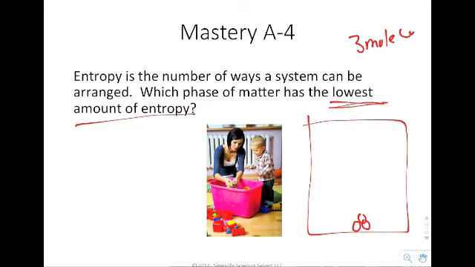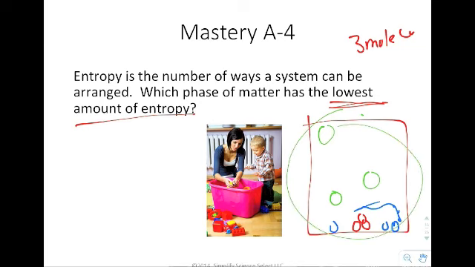If instead I had 3 molecules that were in the liquid phase, we'll change colors and do the liquid phase, you could have them all along the bottom, but they can change places in reference to one another. If you have the gas phase, you have 3 molecules and they can be anywhere in the container. So because they can be anywhere in the container, the gas is going to have the highest entropy.